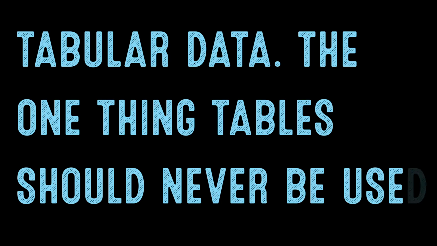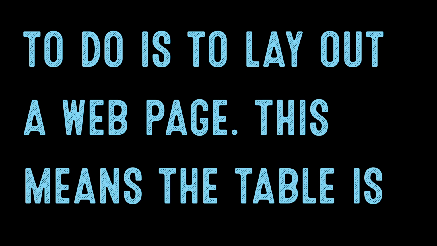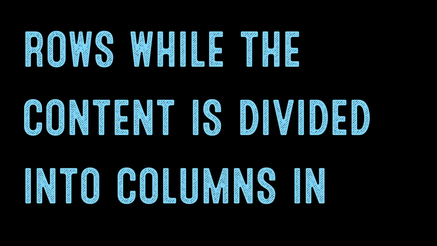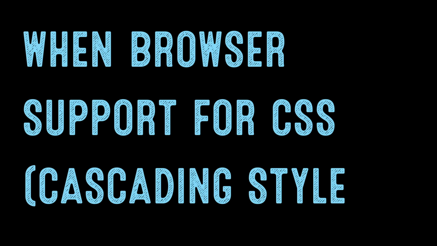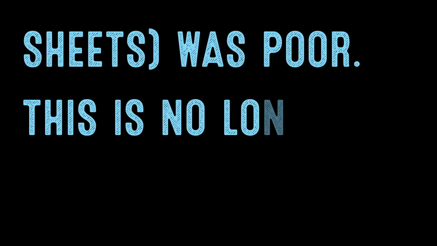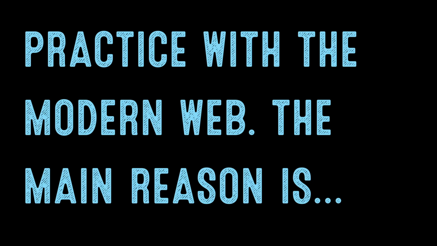The one thing tables should never be used to do is to lay out a web page. This means the table is used to place the header and footer in the first and last rows, while the content is divided into columns in between. This was a common practice in the early web when browser support for CSS, Cascading Style Sheets, was poor. This is no longer an acceptable practice with the modern web. The main reason is accessibility.